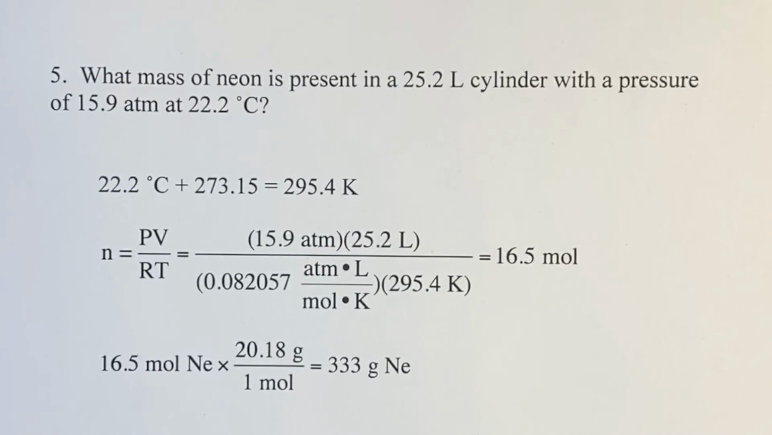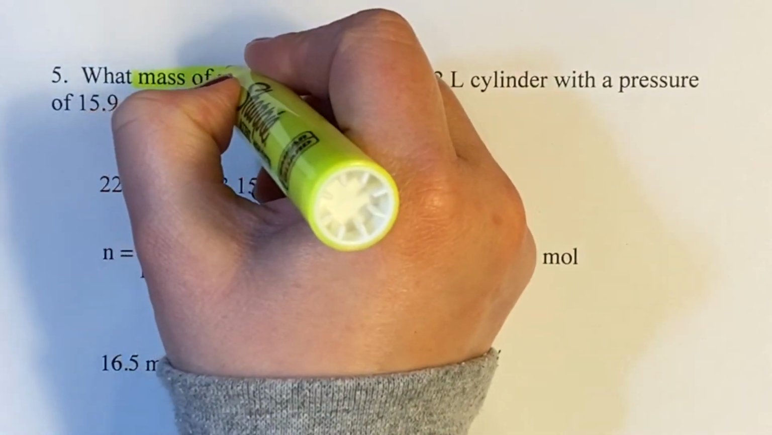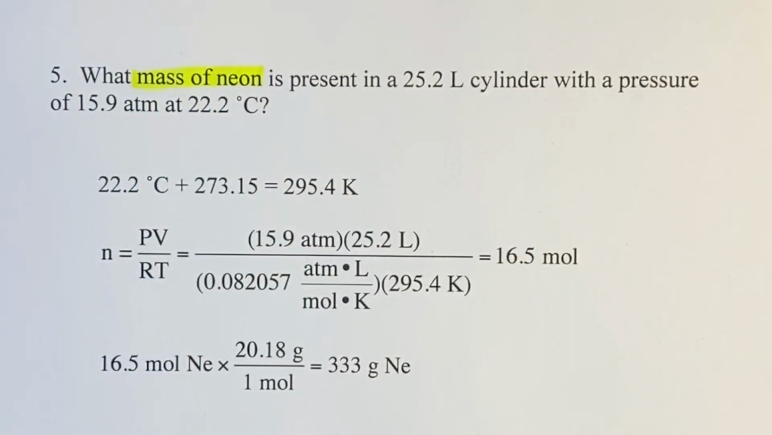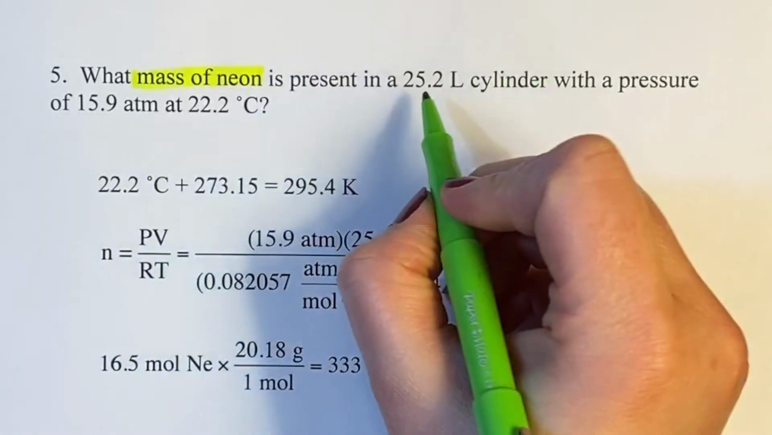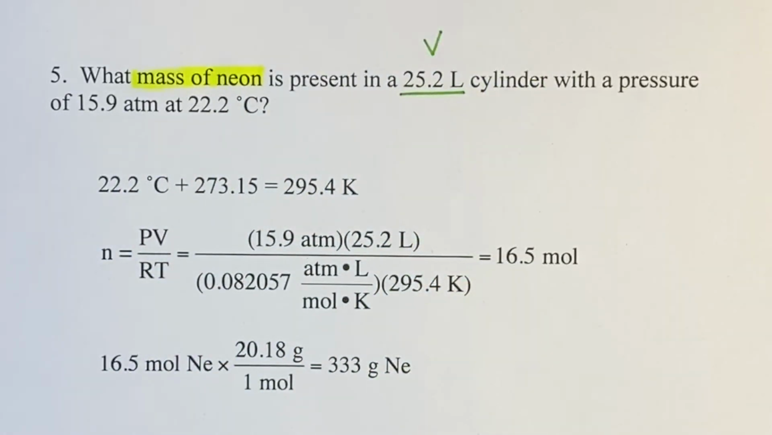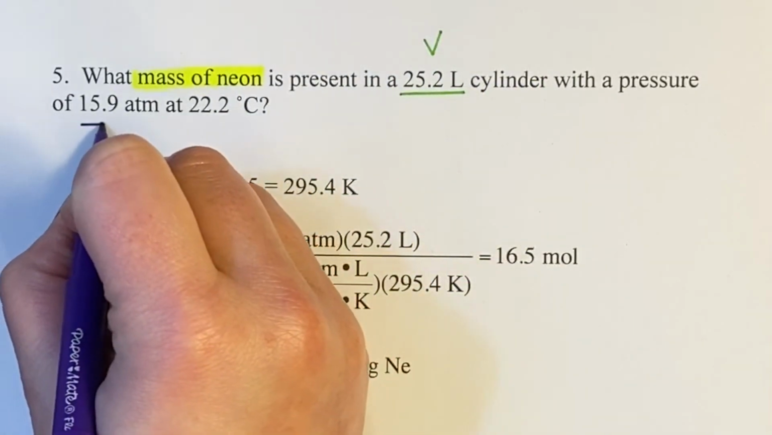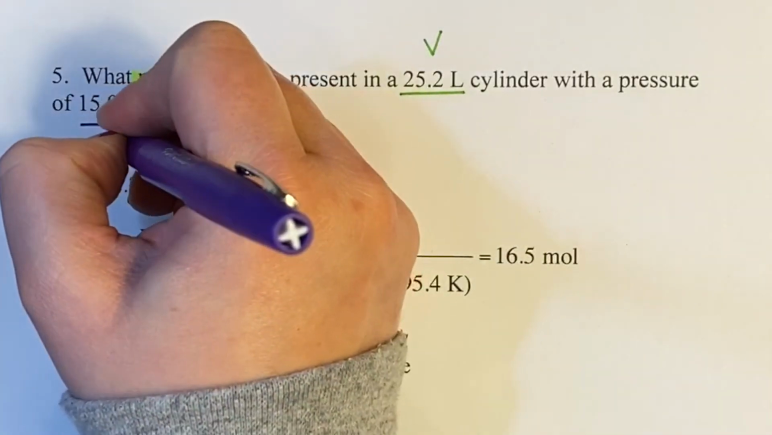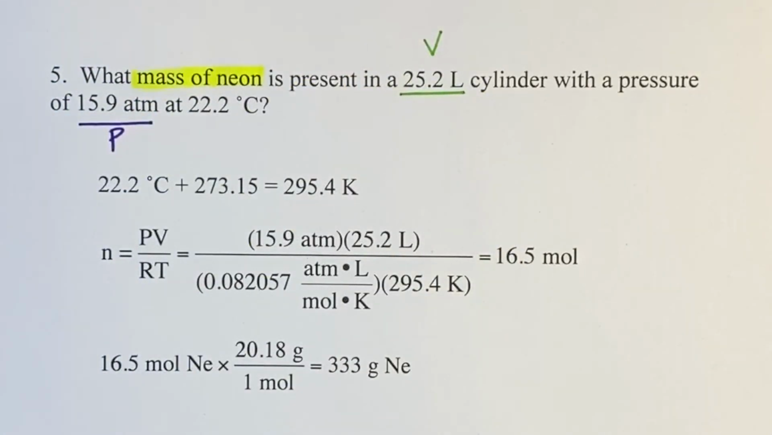Question number 5 says, what mass of neon is present in a 25.2 liter cylinder with a pressure of 15.9 atmospheres at 22.2 degrees Celsius? So ultimately, we are going to be looking to calculate a mass of our sample. What we know from the information that was given to us is that we have 25.2 liters, and this is our volume. We have a pressure of 15.9 atmospheres, and we can plug that right into the equation for pressure.